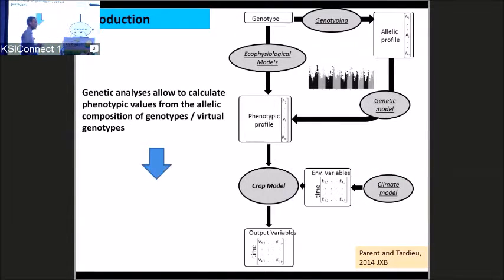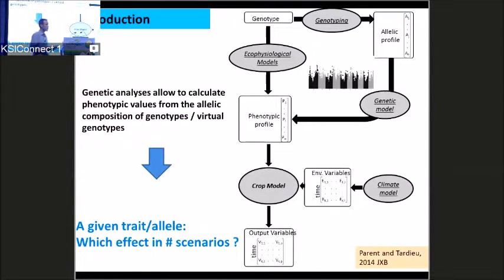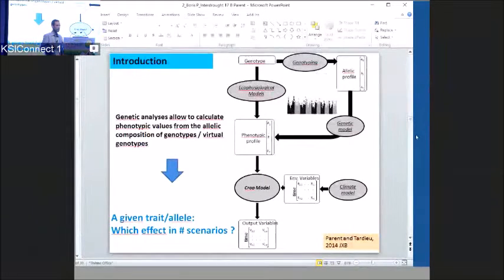If we have performed genetic analysis on these genotypes, so in panels of genotypes, it means that we can calculate the phenotypic value from any composition of alleles, and we can get the phenotypic profile for new or virtual genotypes. And again, perform the simulation. So that should answer the question: for a given trait value, an effect of an allele, etc., what will be the consequence in many, many different environmental scenarios?